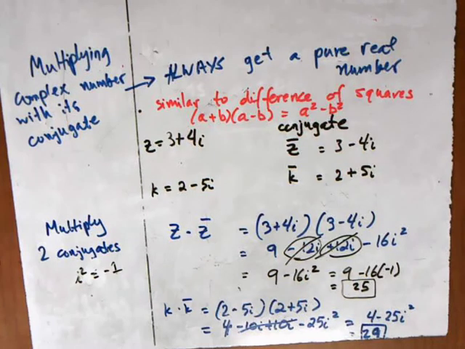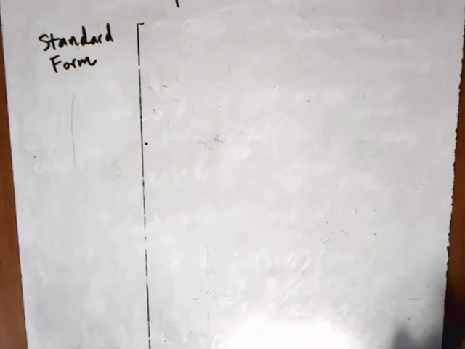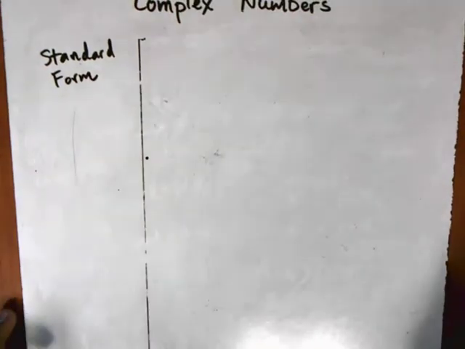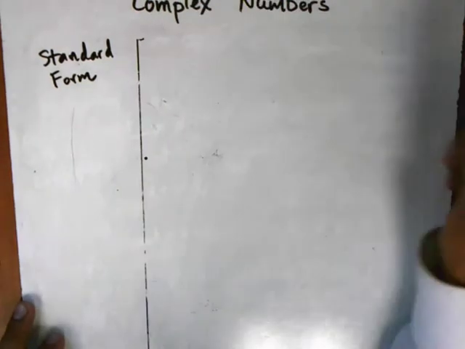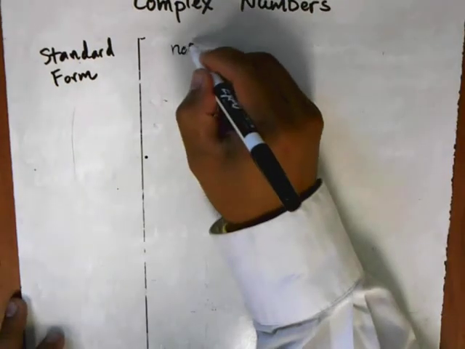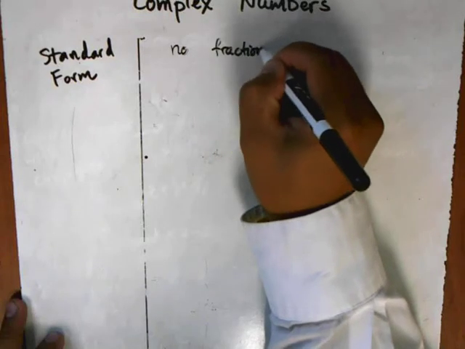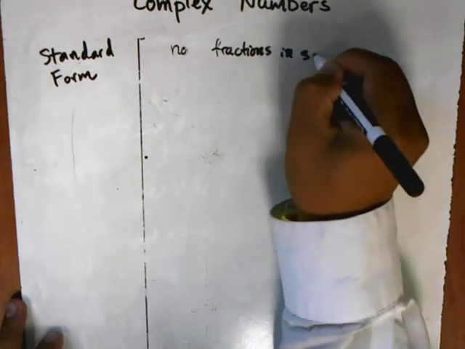So now let's take a look at some examples of dividing by a complex number. So before we move on further and we go too far, let's review a little bit about what standard form means. Okay? So in mathematics, it's important that we all write our answer in the same format so that we don't have to keep doing conversions back and forth. So standard form basically means a few things. There's a few criteria. So there's no fractions in square roots.